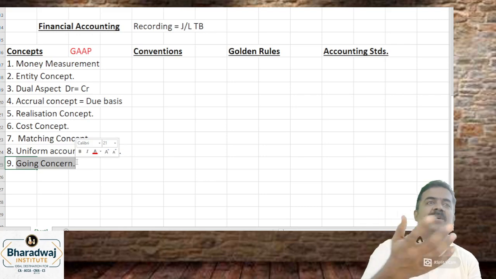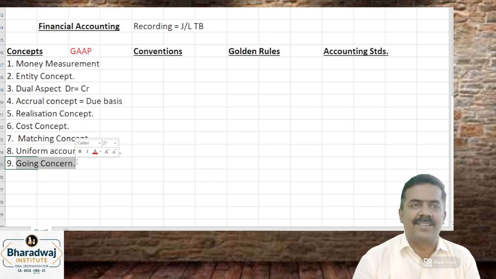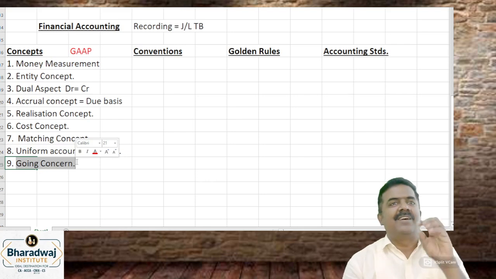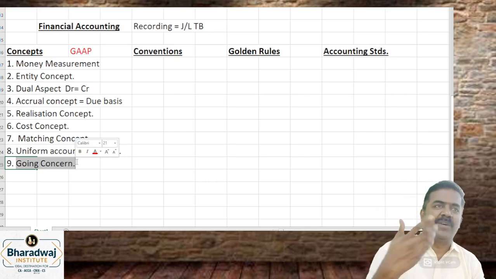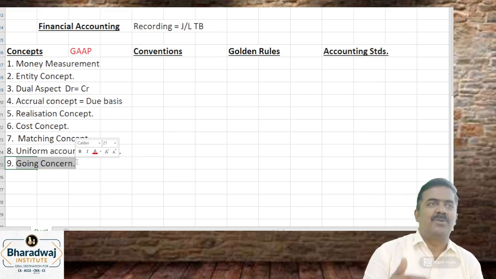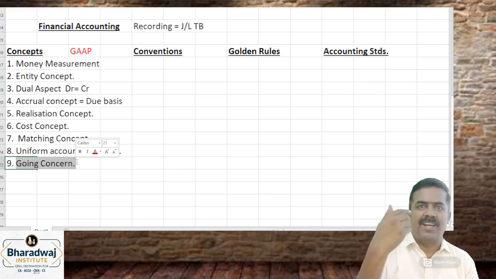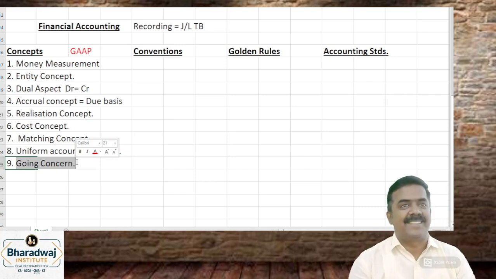Because it will give future economic benefits. If there is no going concern, then there is no future, which means you will not prepare a balance sheet at all. For example, I borrow money. When will I call it a liability? Tomorrow, if I live, it will be a liability. Tomorrow, if you know that you are going to die, will you call it a liability? No.